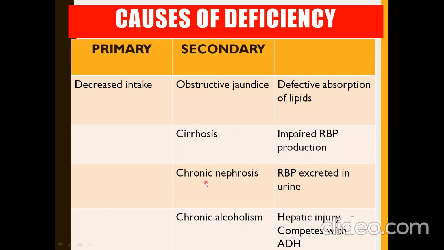The third cause is chronic nephrosis, in which the retinol binding protein gets excreted in the urine. So in vitamin A deficiency, there is reduced retinol binding protein. The secondary cause is chronic nephrosis, in which retinol binding protein is excreted in the urine. In case of chronic alcoholism also, there is vitamin A deficiency. This is due to hepatic injury. Also, alcohol competes with the dehydrogenase enzyme, leading to vitamin A deficiency.